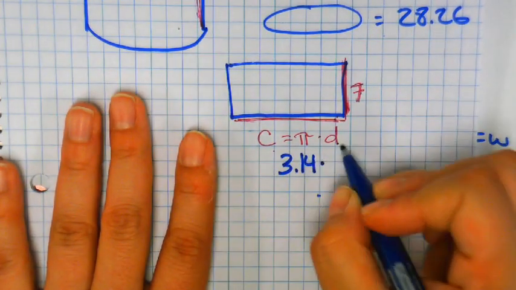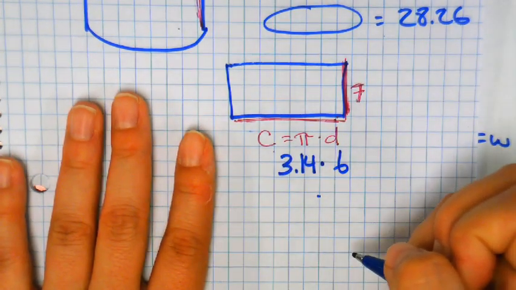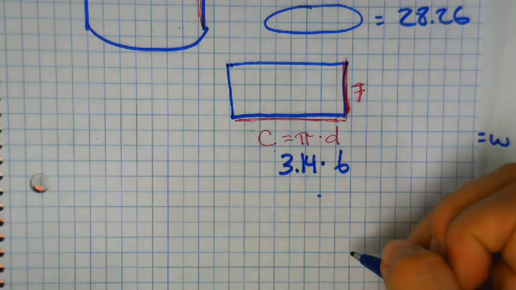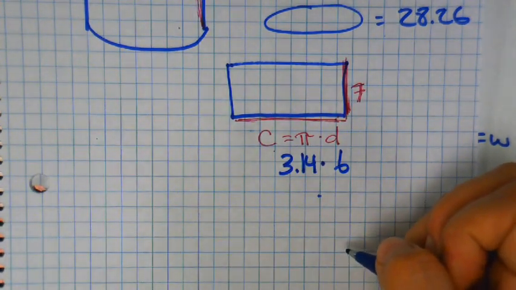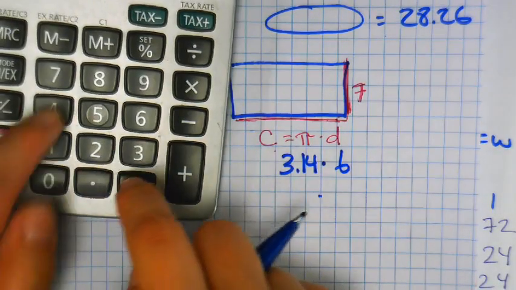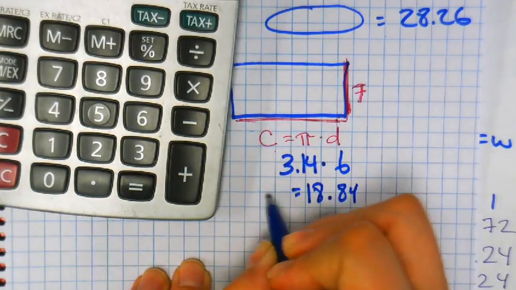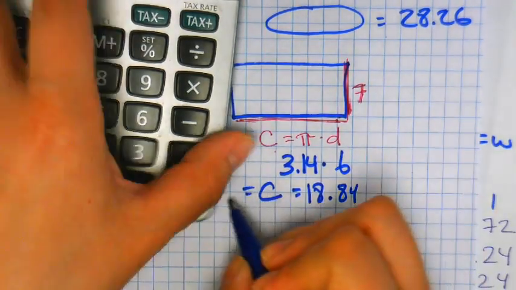What's pi? 3.14 times what's my diameter? 6, because it's 3 times 2. So what's 3.14 times 6? 18.84. That's the circumference, which is also your length.